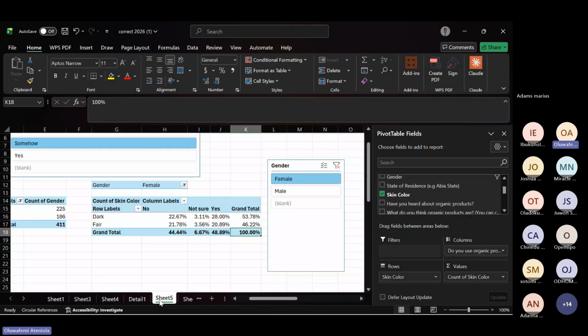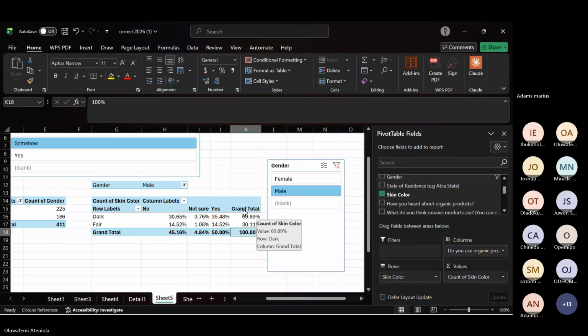Yes, sir. Good. So out of all the females we have in this data set, this is how they are distributed according to their skin types. We have 53% dark skin, and 46% light skin. By the time we change it to male, you can see male is also showing as 100%, meaning you have filtered out all of the females. So you can see that you have 69% of dark skin male in your form.